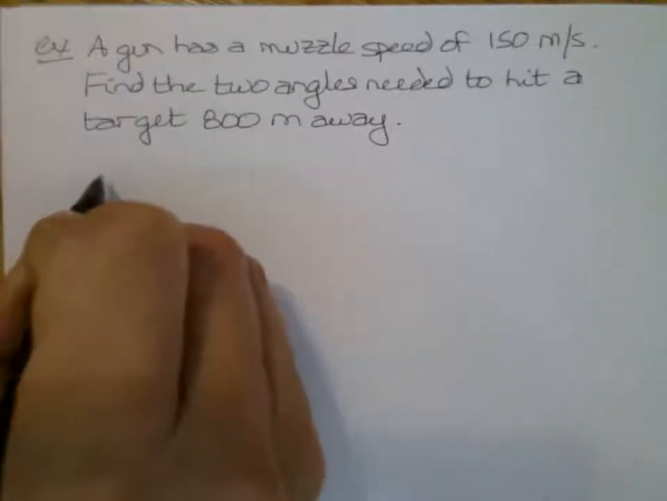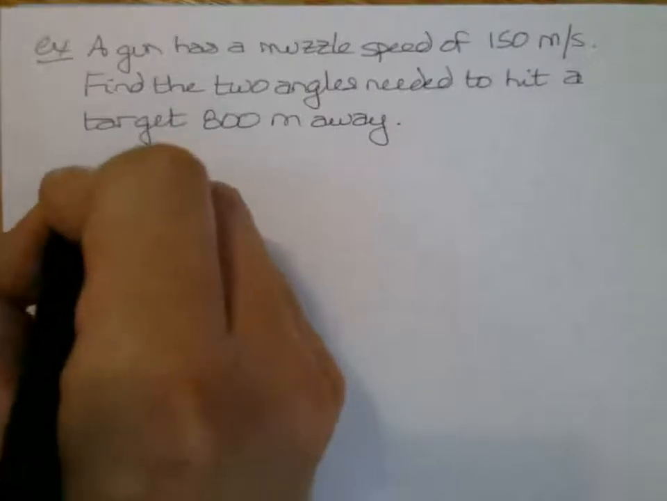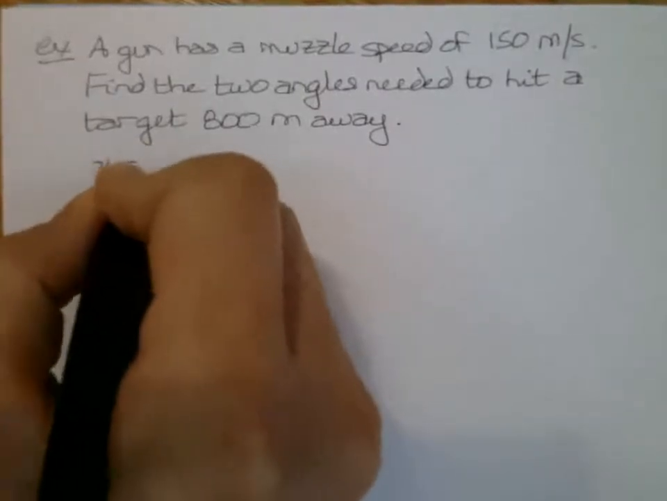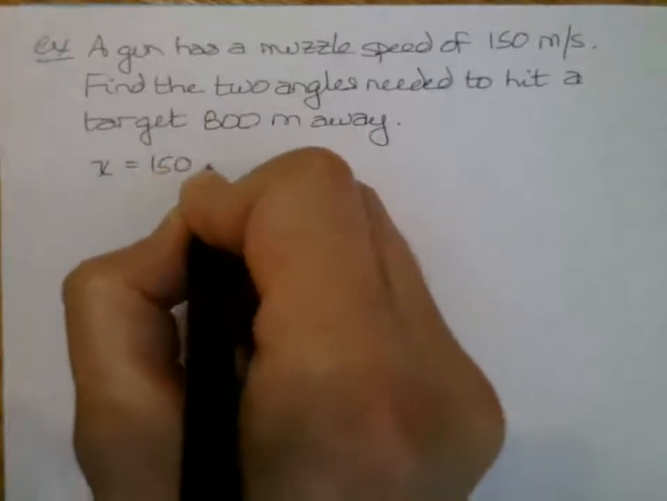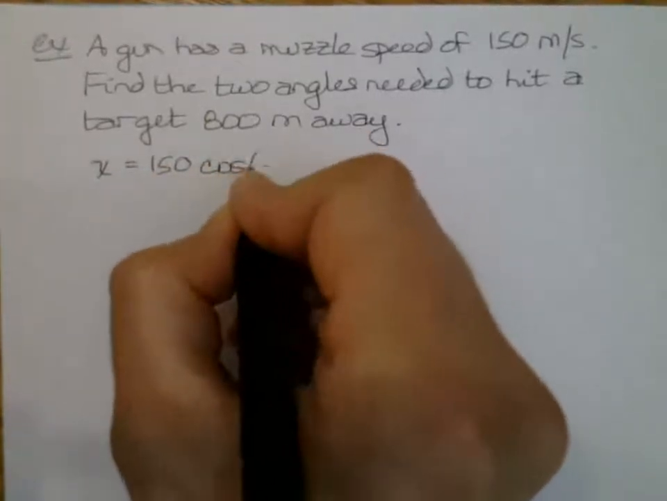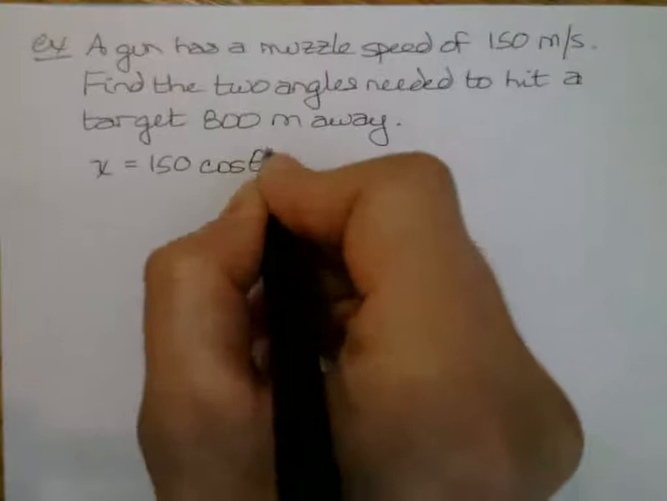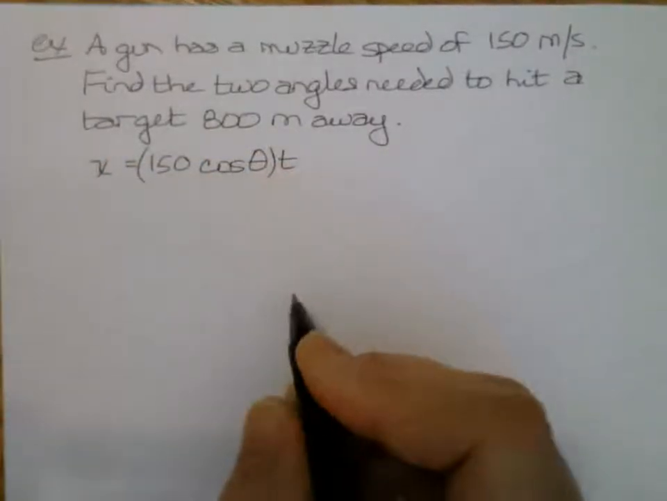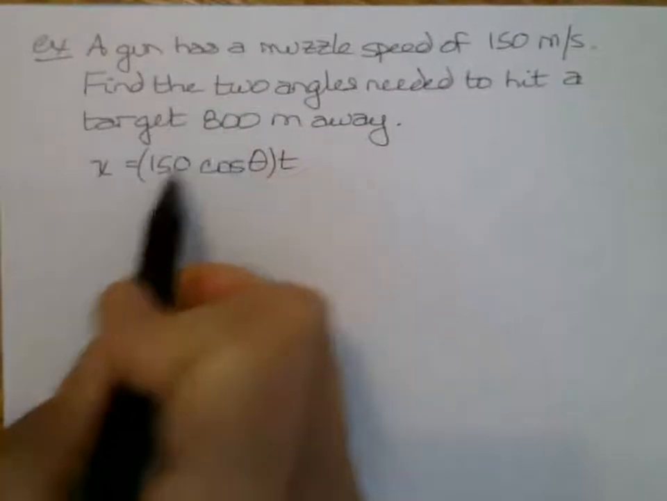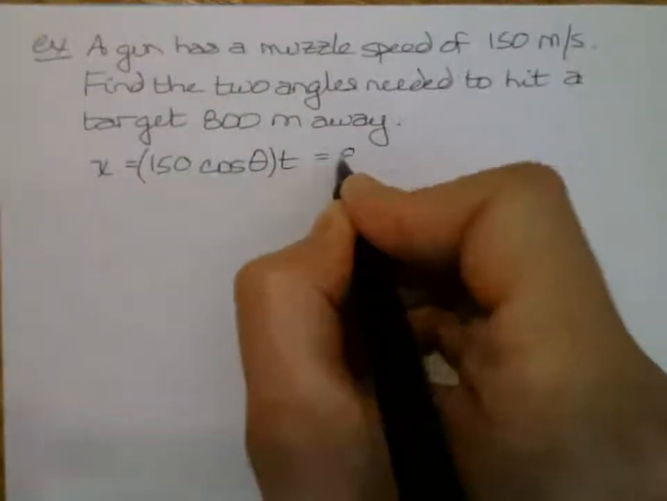First thing I'm going to do here is set up my parametric equations. So x is v naught times the cosine of theta, which I don't know, times t, which I also don't know. And the target is 800 meters away. That's an x idea.